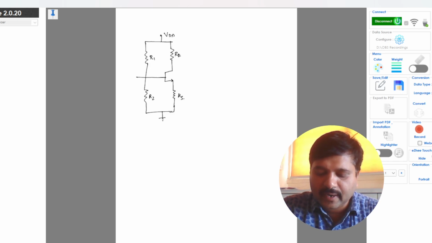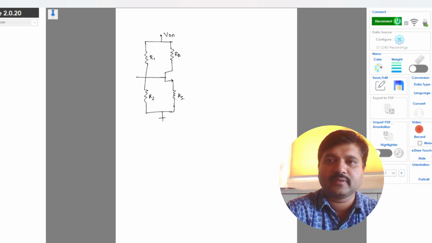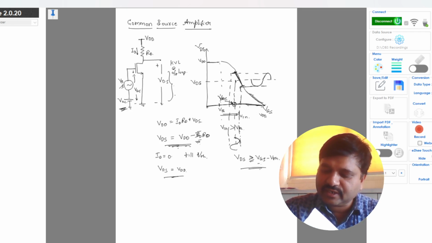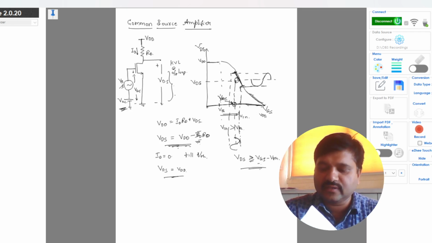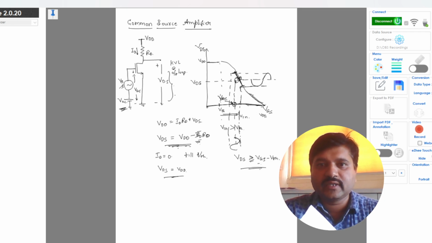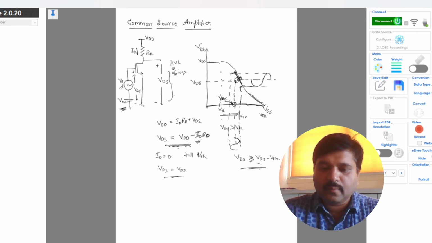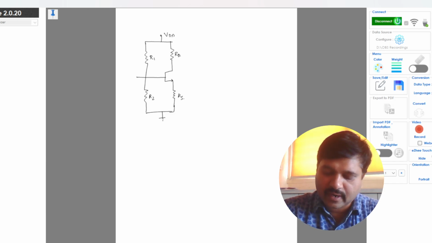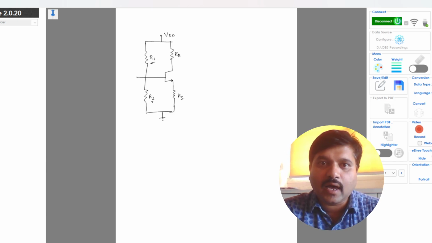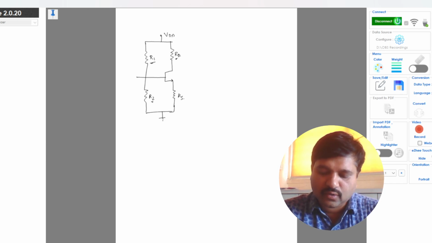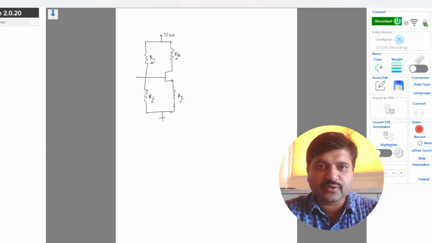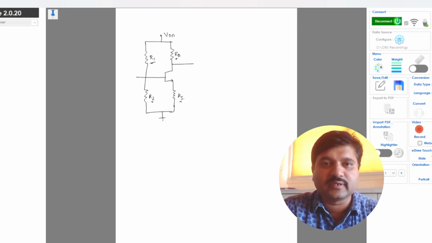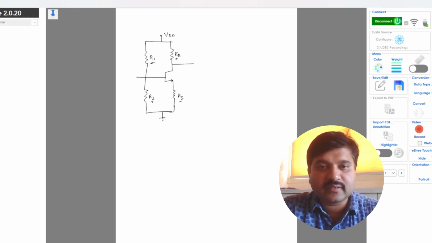So this will be the practical circuit for biasing purpose. To get this operating point VGS and VDS, this Q point, we are going to bias this using the voltage divider circuit, which we represent here using R1 and R2. RD acts as a load line and RS is the source resistance, and for the common source we are taking the output across the drain terminal. This is the biasing circuit.